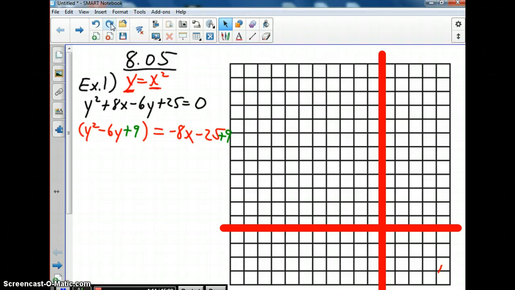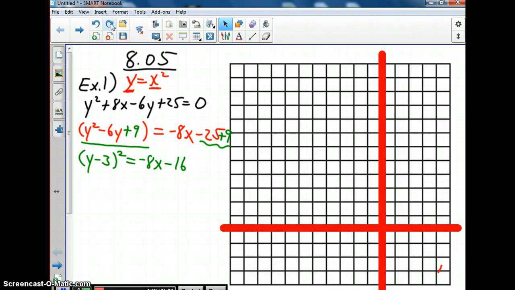Okay, now let me ask you this. Can you factor this right here? So it's going to be what? Y minus 3 squared. You see, these are easy now for you guys. It's like, oh, that's y minus 3 squared, okay? When you add all this stuff together, what do you get? You get negative 8x minus 16. That's right, negative 8x minus 16. That's what you're going to see here. There you go. So you add all that stuff together.